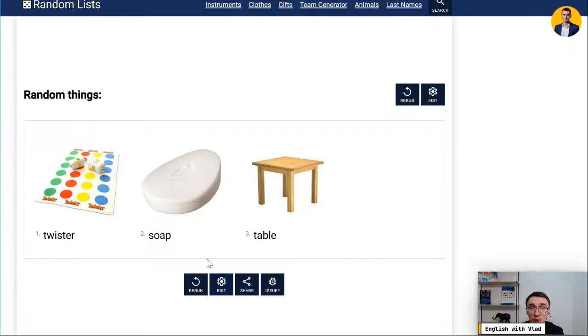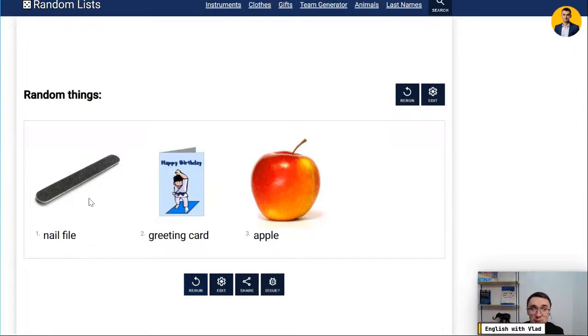Next batch is yours. Okay. You say it first, and then I tell you how to say it correctly. Let's go. This one, go ahead. What is this? Nail file. And then number two, what is this?